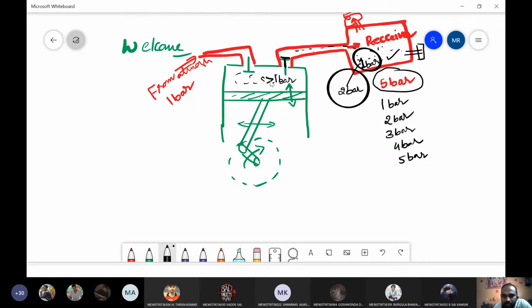Now what must the pressure inside the air compressor be to open the delivery valve in the next cycle? What may be the pressure? More than 2 bar, right? Now let us say the present pressure inside the tank is 3 bar. In order to open the delivery valve, the pressure inside the air compressor should be more than 3 bar, ultimately. Now let us say 4 bar pressure.